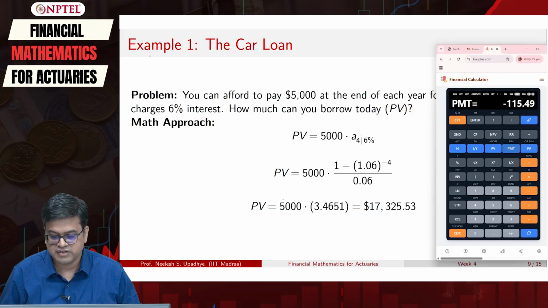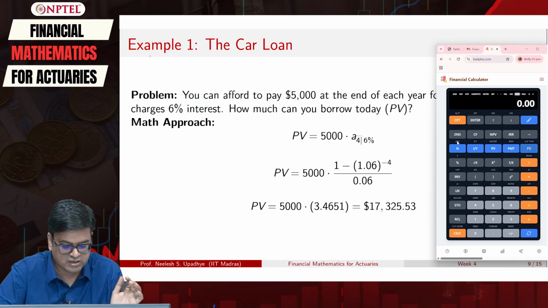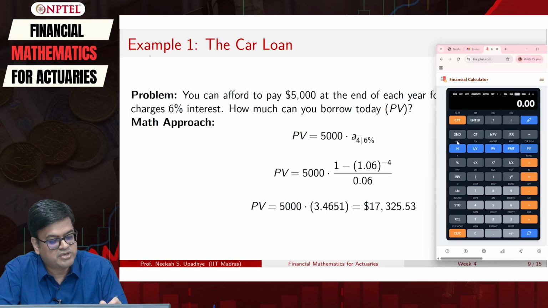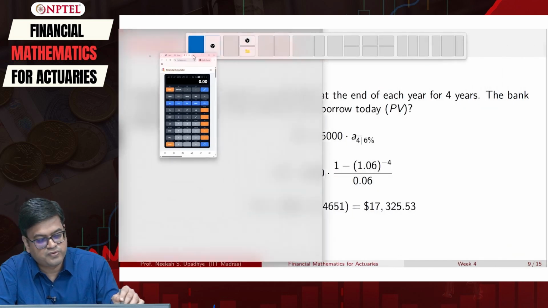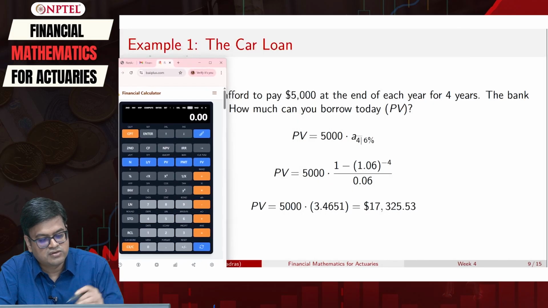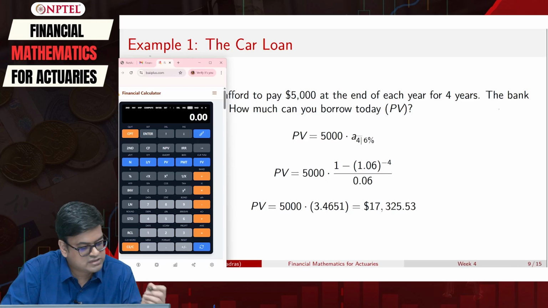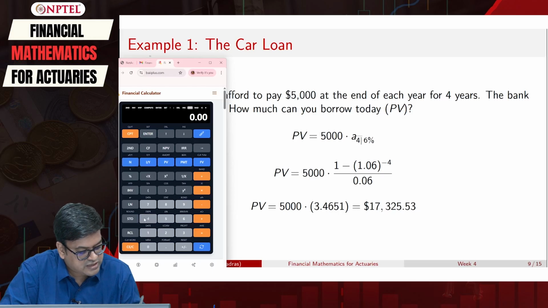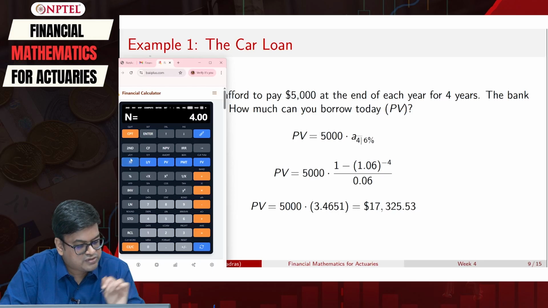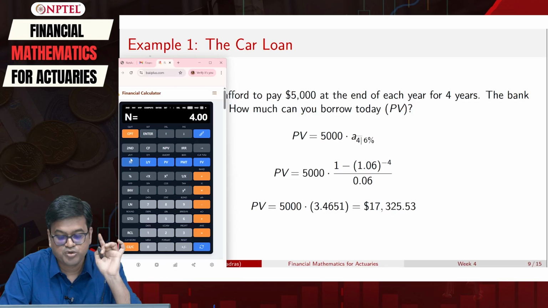Now let us try this problem with our calculator. So whenever you are starting with calculator, first thing is you have to clear this. Okay. So all operations are clear. What is the information given to me? I can afford to pay $5,000 at end of each year for a period of 4 years, right. For a period of 4 years, and bank is giving me 6% interest rate. So all these pieces of information should be entered into this. So let us say first I enter n is equal to 4.